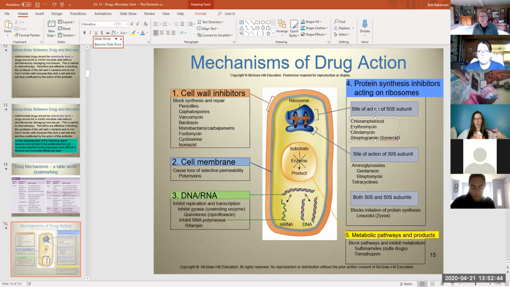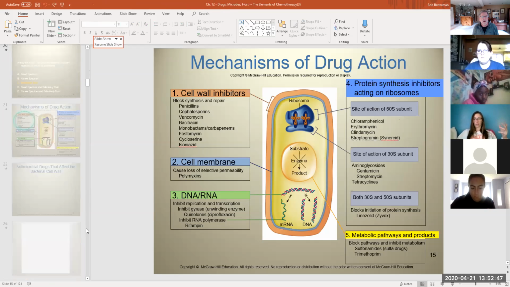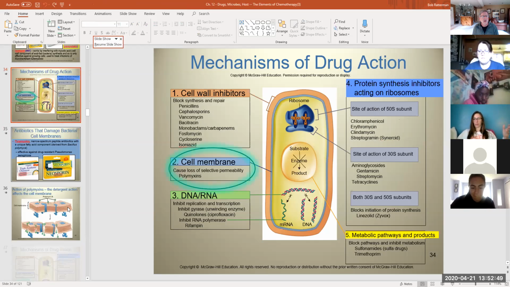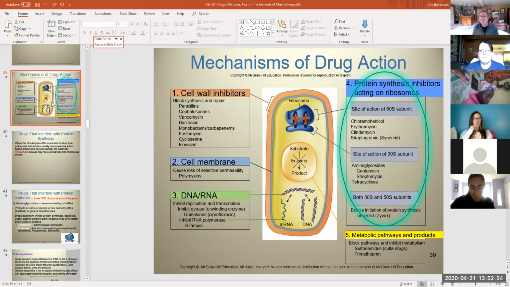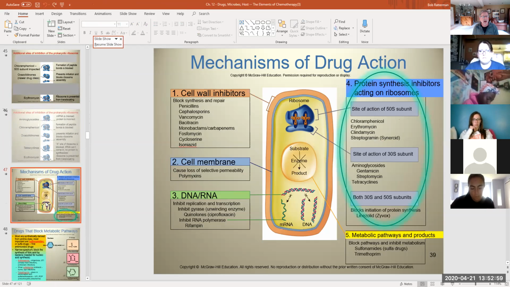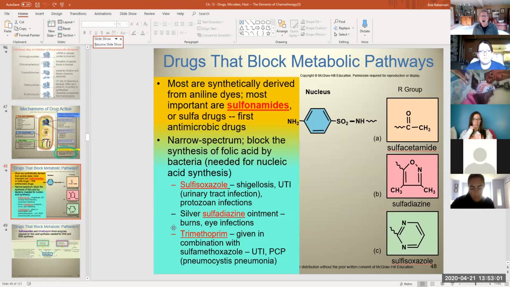For sulfonamides, I think there's 3 different sulfonamides. Should we know those specifics or just that sulfonamides inhibit the metabolic pathway? Yes, I would say you should know sulfonamides and trimethoprim. These other two, sulfisoxazole and sulfadiazine, no, don't worry about having to know those two specifically and what they're used for.